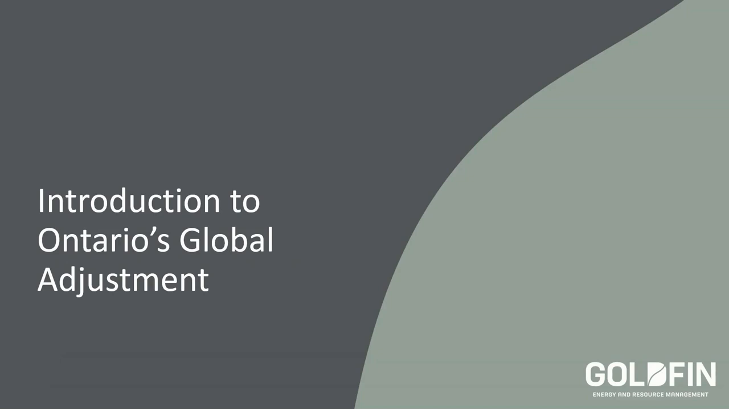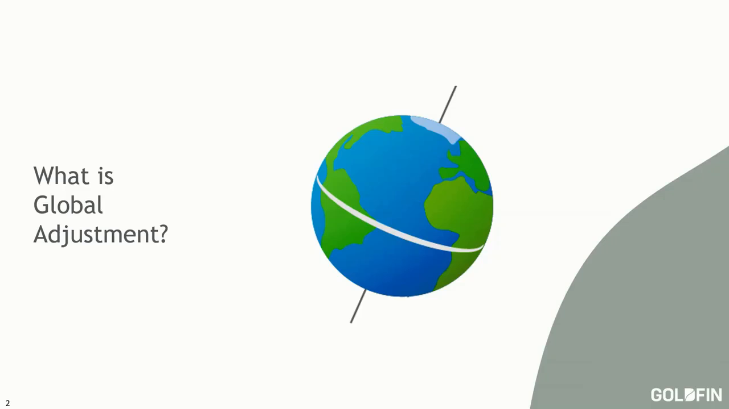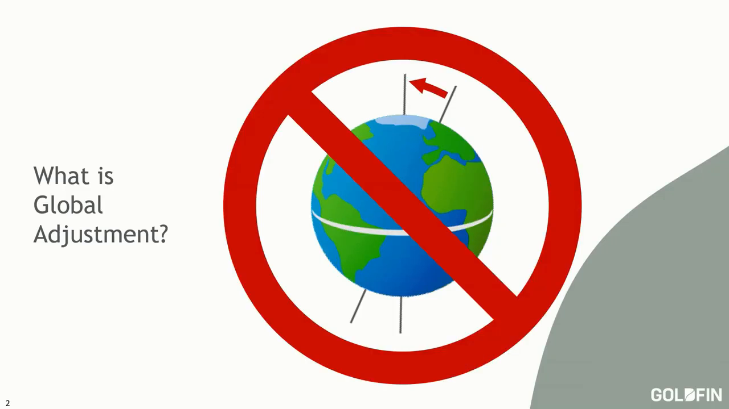In this video, we're going to take a quick look at Ontario's global adjustment and how it can impact your electricity bills. Global adjustment can account for more than 50% of your total electricity cost, so understanding it and managing it properly can result in some pretty big savings. So what is global adjustment?